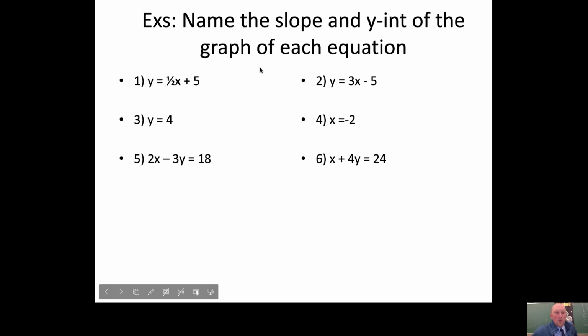This will be the second part of our section 3.5. We're going to write equations of lines. So before we do that, what they're doing is they're giving us the equation of a line. We have to find the slope and the y-intercept.